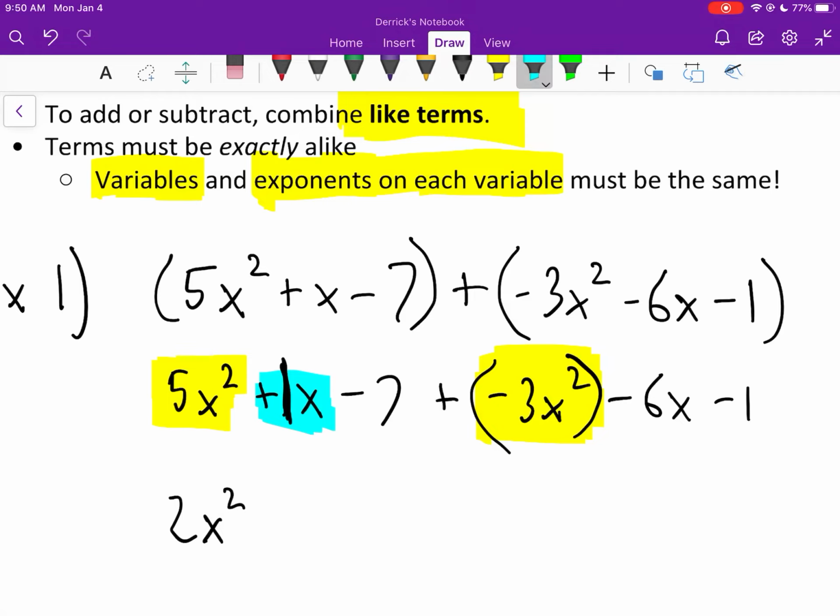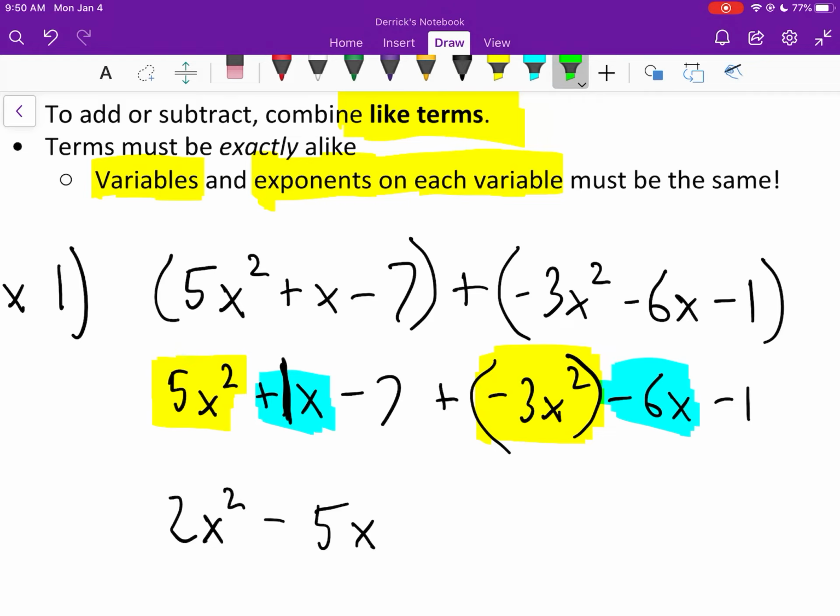So I want to look through the rest of this problem and see, do I have any other terms that have just an x to the first power? And yes, certainly we have a negative 6x here. Those are like terms because they both have a single x, just an x to the first power. So 1 minus 6, or 1 plus a negative 6, would be negative 5. So we have a negative 5x.